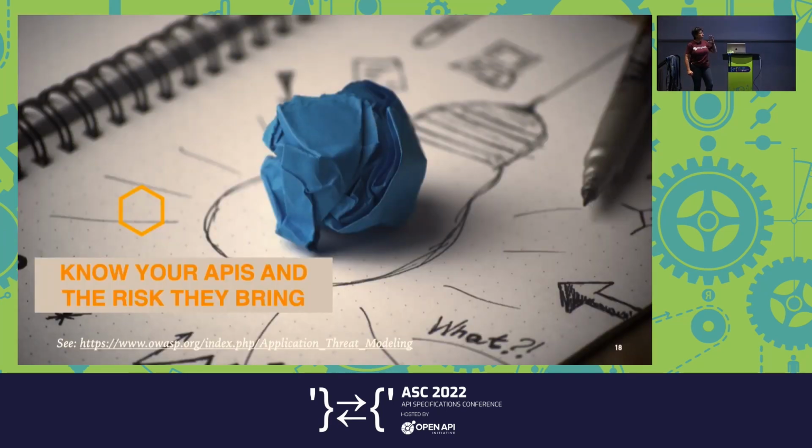And really, the first thing here is, as they always say in security, you cannot secure what you don't know. So if you don't know what you have, if you don't know what your APIs do, if you don't know the data they manipulate, it's really hard to decide what the security should be, right? I'm going to ask you a question. What is security based on?